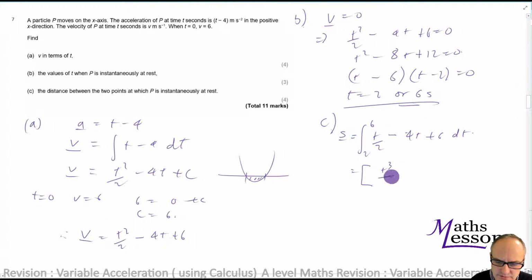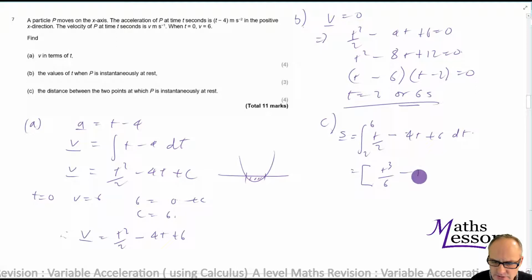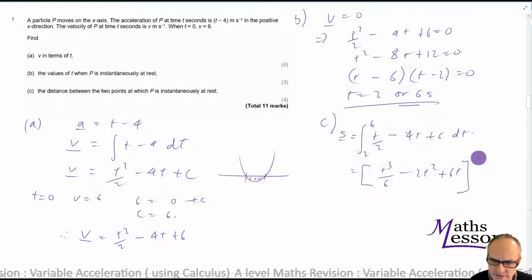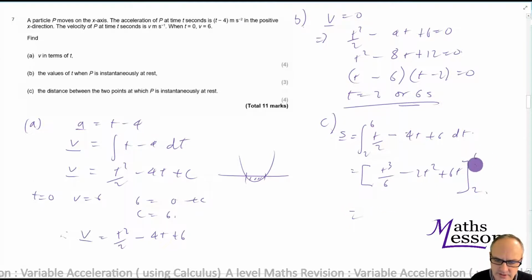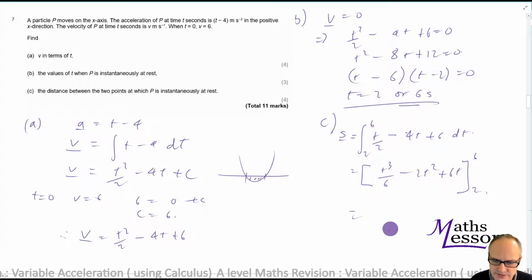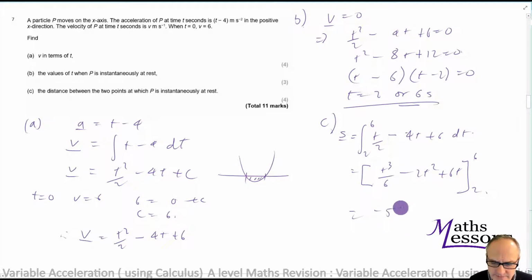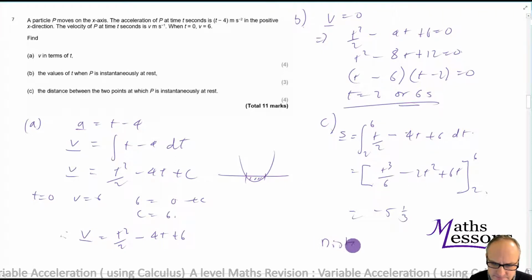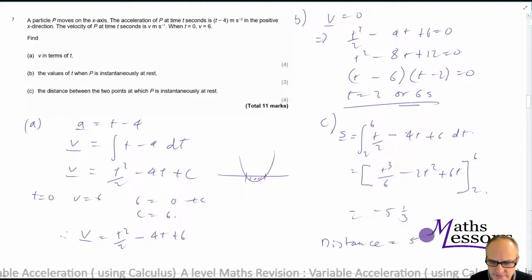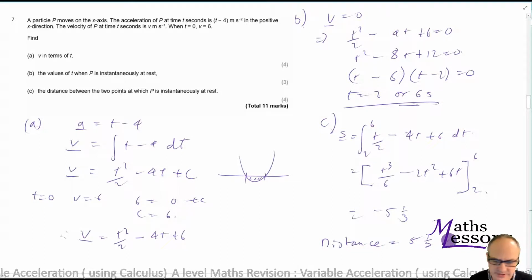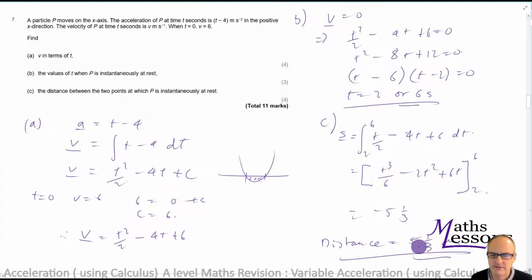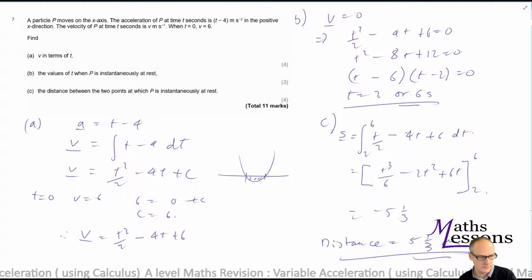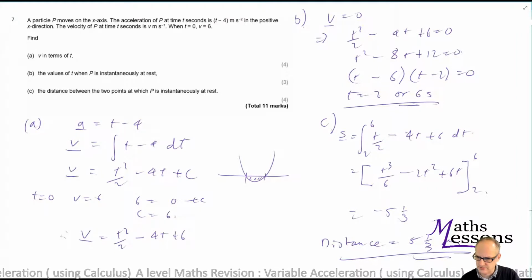So we get t cubed over 6 minus 2t squared plus 6t between 6 and 2. And if we put 6 into this and then put 2 into this and we take them away, we get minus 5 and a third, which is this area under here. So the distance is equal to 5 and a third meters. There we go. Right, let's see if there's any questions on that one, and then we'll move on to the next question.